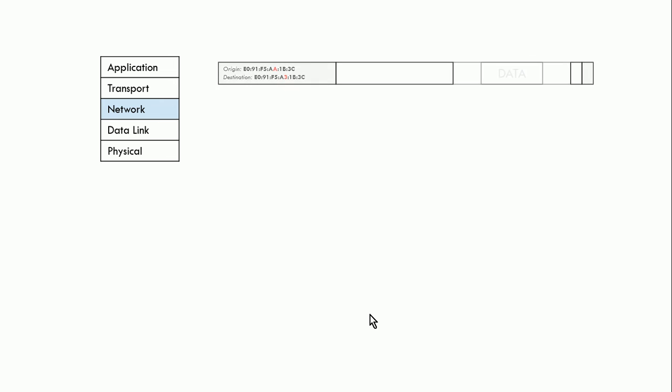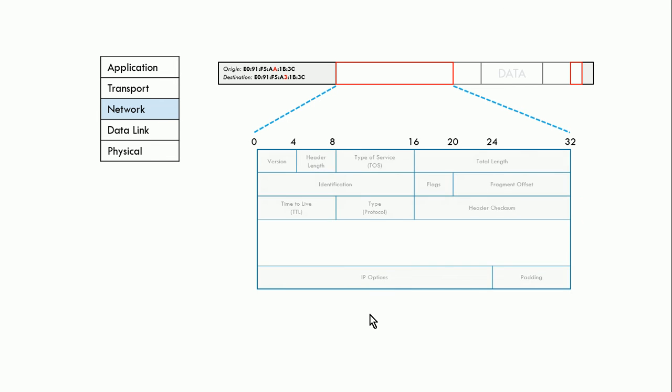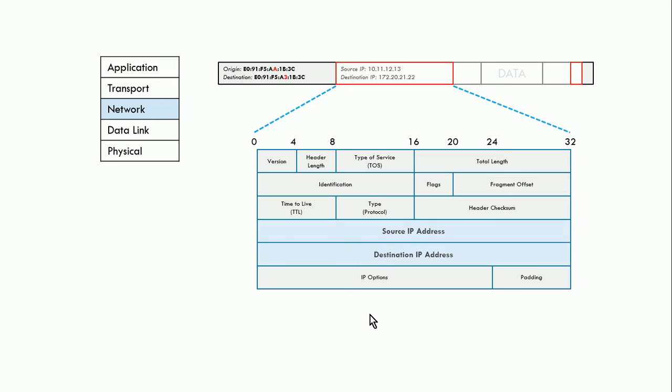But now let's move up to the network layer. What you're seeing at the top of my screen right now is the frame. Encapsulated within that frame, let's look at what's inside. You have a packet, which has a header. I didn't show you what a frame header looks like, but a packet header is a little bit more complicated. The things we're most concerned with in this class are the source IP address and the destination IP address.